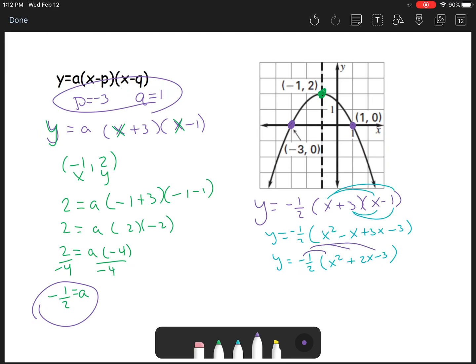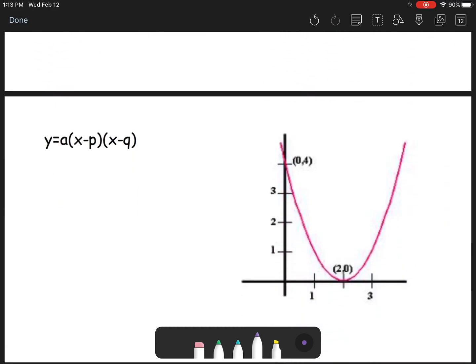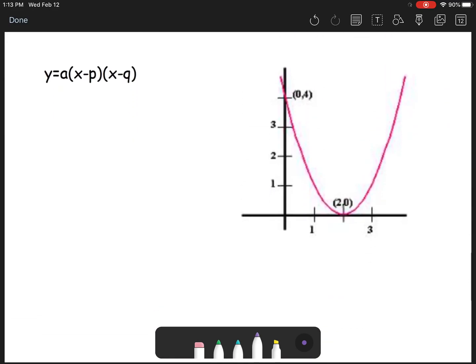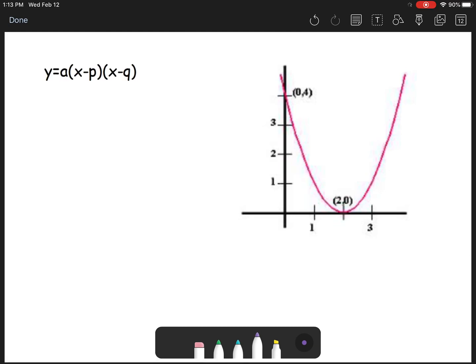And then we just need to multiply everything by a negative half. So y would equal negative half x squared minus 1x plus 3 over 2, which you could also write as 1.5. And this would be our equation for our parabola. So again, notice how we're following those same steps each time. Let's practice one more. It'd be a good idea to pause and see if you can solve this one using those steps.